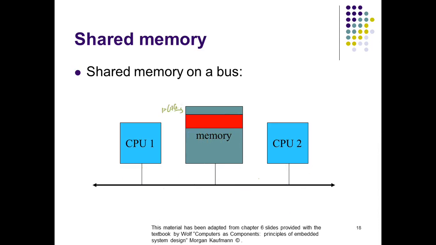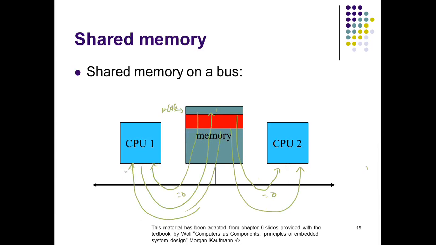So I've got my flag. What happens? CPU 1 checks the flag, it has a value of 0. CPU 2 checks the flag, it has a value of 0. CPU 1 changes the flag to 1. CPU 1 reads from memory, CPU 2 reads from memory, CPU 1 writes to memory, CPU 2 writes to memory. So you've got the exact same problem and haven't solved anything with the use of a flag.